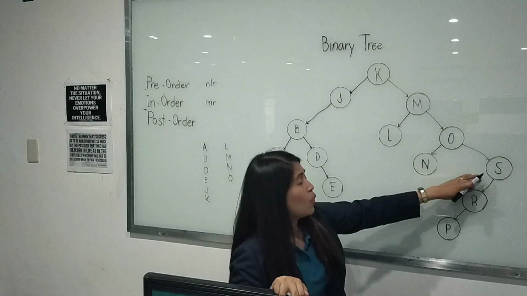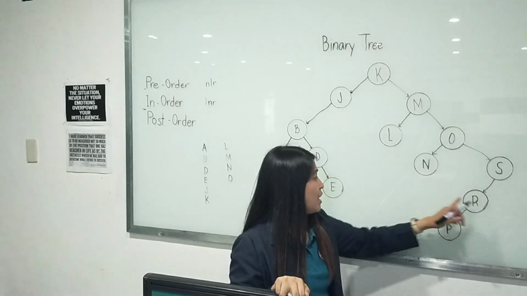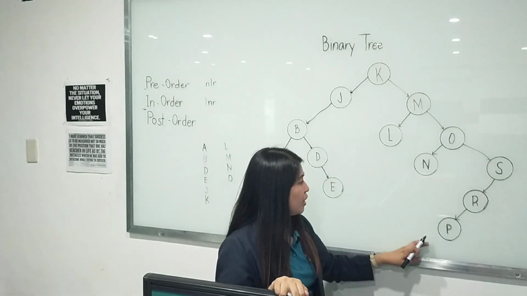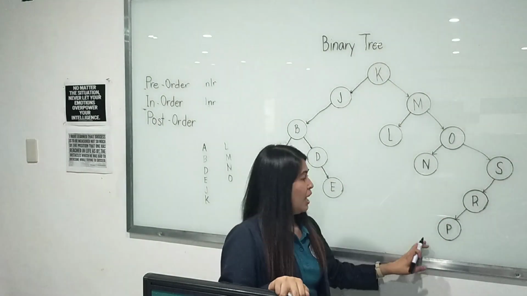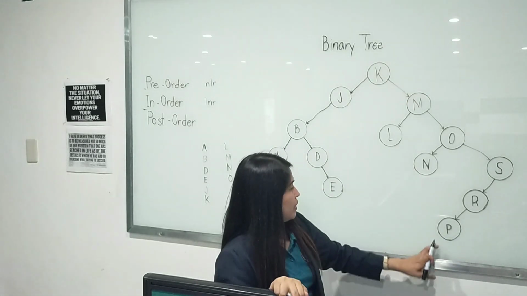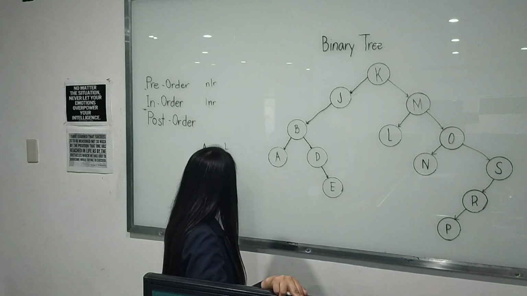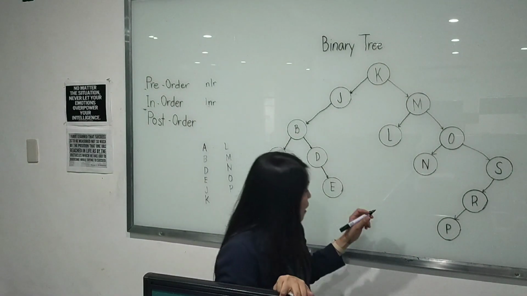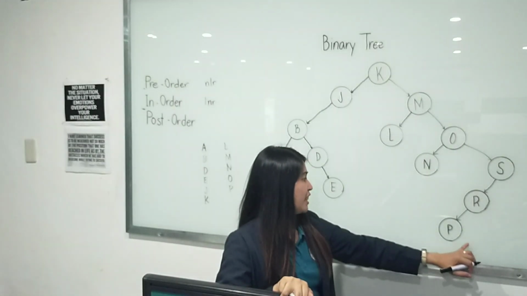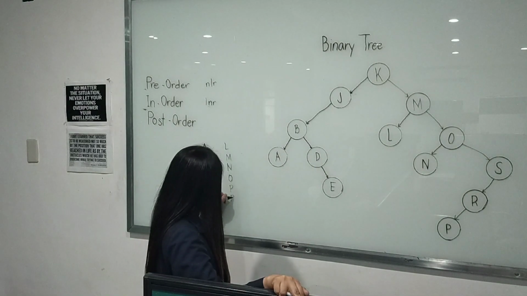Then we will go down to S, and then we will visit the left subtree of the S. Then we will go down to R, and then we will visit again the left subtree, so we go down to P, and then we will visit again the left subtree of P. So since there's nothing here, we will print the P. Then after that, we will visit the right subtree of the P. There's nothing here, so we will go back to R. So this time, we will print the R.